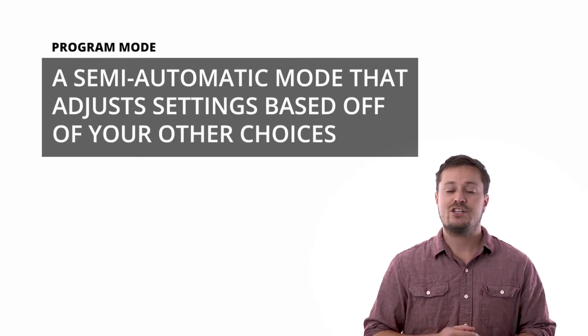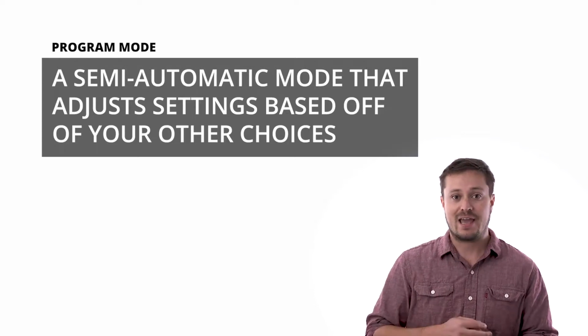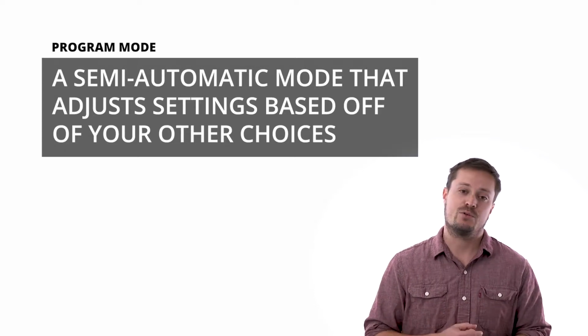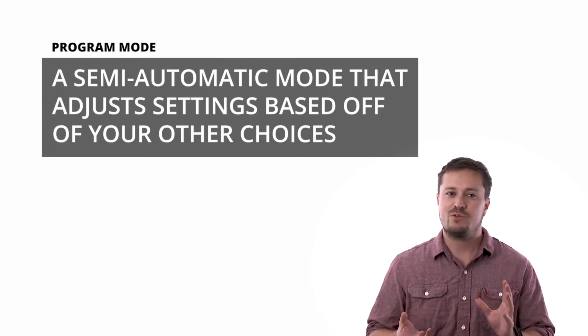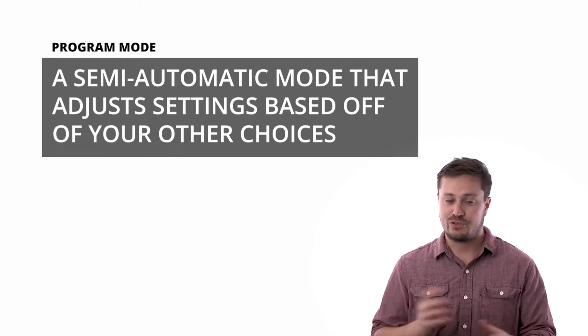Program mode. In this mode, your camera will select the optimal shutter and aperture for you based on the type of metering you have selected. Remember when we talked about metering? In program mode, you can quickly change either shutter or aperture, and the camera will adjust the other settings to expose properly. It's sort of a mix between aperture priority and shutter priority, which we'll talk about next.